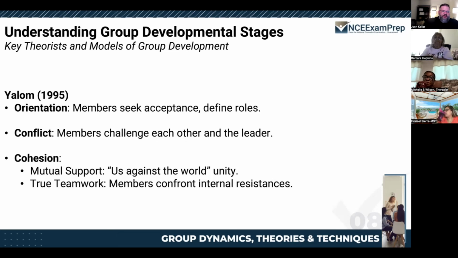Okay. And so that's where Yalom would say groups go: it starts with orientation, moves into conflict, and then they eventually arrive at the cohesion stage.